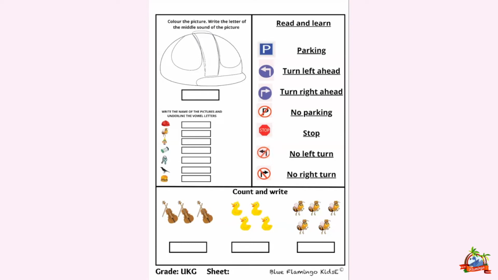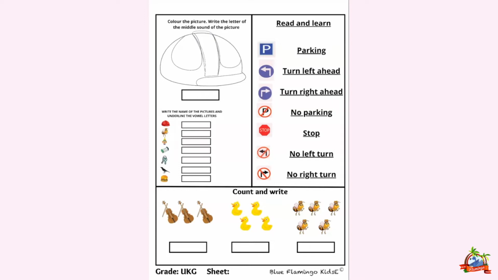What you will do is, पहले क्या करना है? आपको color करना है. जो picture बनी हुई है, उसे आप color करेंगे. First of all, you will color the picture. And after that, you will write the middle letter. Okay? Middle letter आप write करेंगे picture का, जो middle का letter होगा.